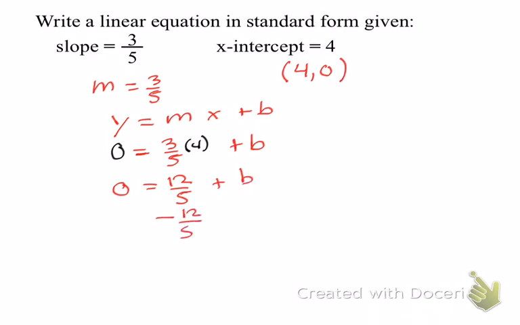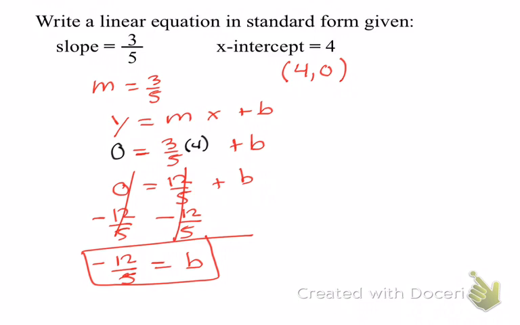Subtract 12 over 5, subtract 12 over 5, and negative 12, oops, I didn't mean to cross that out. This is supposed to be crossed out. Negative 12 over 5 is equal to b. Now, what do I do with that?